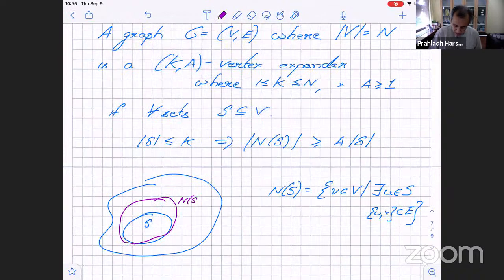That's N of S. The claim is the neighborhood always expands, as long as the set is not too large. Notice this cannot be true for all sets of all sizes. Certainly if you choose the set to be the entire set of vertices, it can't expand any further. So it's only true for small enough sets. How small? K. Every set of size at most K should expand by a factor at least A.